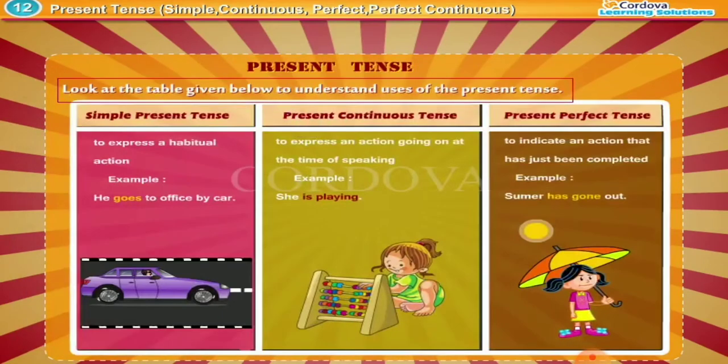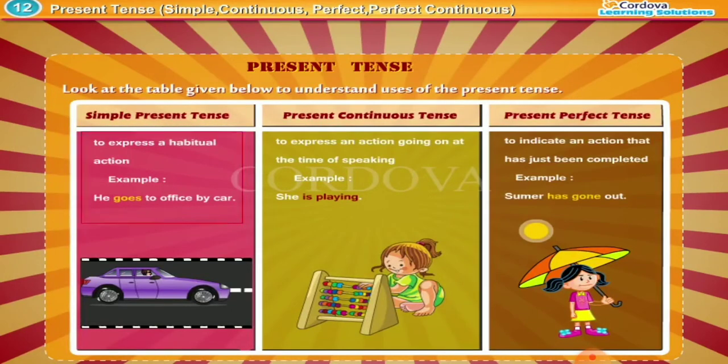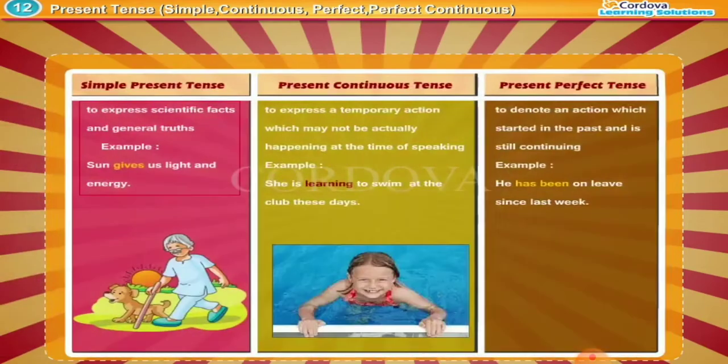Present tense. Look at the table given below to understand uses of the present tense. Simple present tense, to express a habitual action. Example, he goes to office by car. Present continuous tense, to express an action going on at the time of speaking. Example, she is playing. Present perfect tense, to indicate an action that has just been completed. Example, summer has gone out.